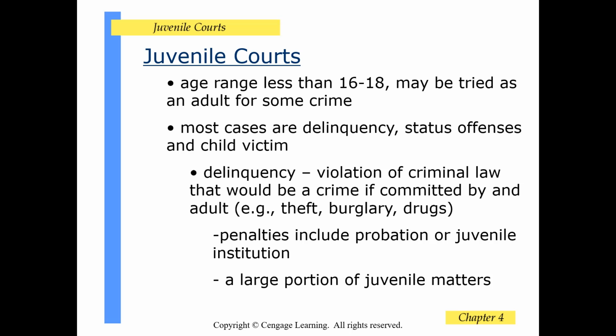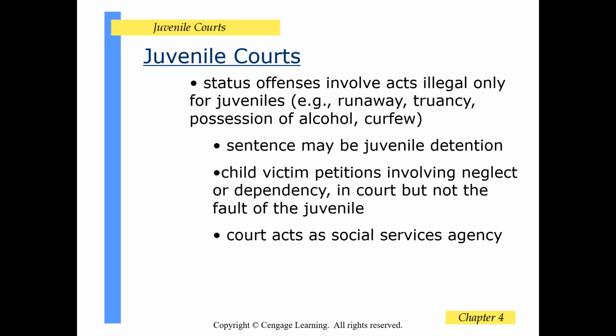Most cases are delinquencies, status offenses, and child victims. In juvenile courts, status offenses involve acts illegal only for juveniles, offenses like running away, truancy, or possession of alcohol. Sentences may be for juvenile detention for such acts. Child victim petitions involve neglect or dependency, and they are taken up in court, but not the fault of the juvenile. Court acts as a social services agency in these types of cases.